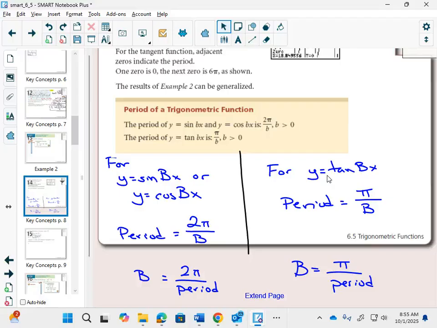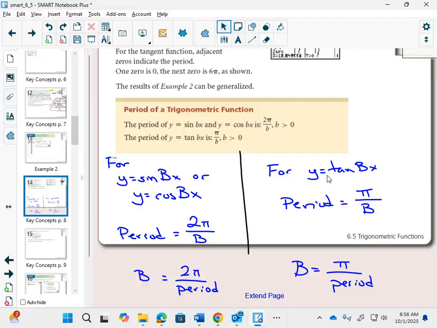Sometimes we'll know our b value and have to find our period. Sometimes we'll know the graph. You'll be able to see the period and have to write the equation. So we can rearrange this formula, and our b value is always 2 pi over the period. These two formulas are not on your formula sheet. So you'll need to just know this, but it's just based on horizontal stretches and compressions.